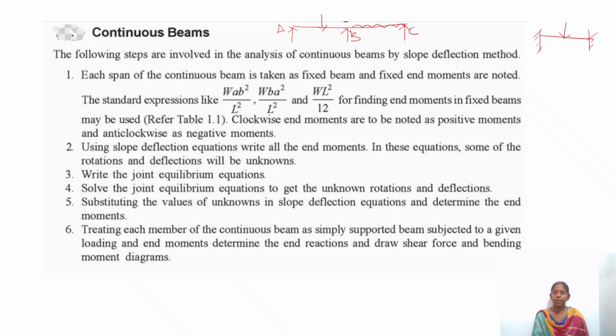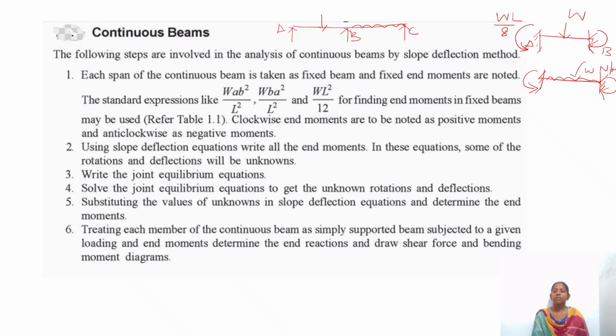First of all, for AB I am considering a point load W. For BC, I am considering a UDL, for example, W Newton per meter. So for a fixed beam with a point load W, the fixed end moment is WL by 8. For a fixed beam with a UDL, the fixed end moments at the ends have the direction from this direction to this direction.